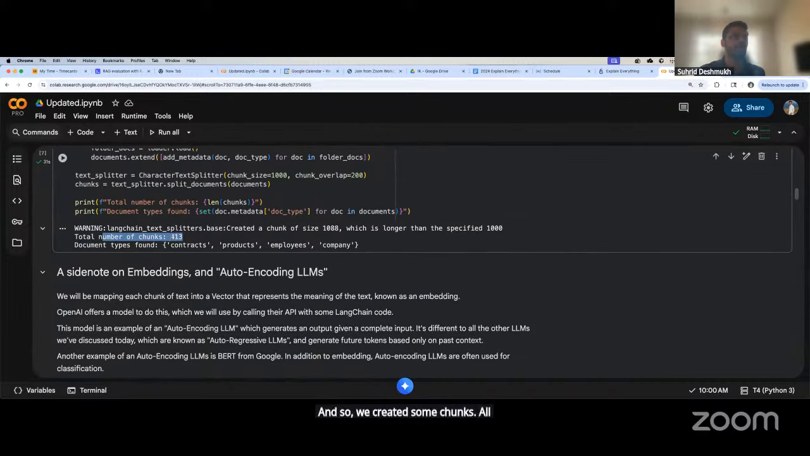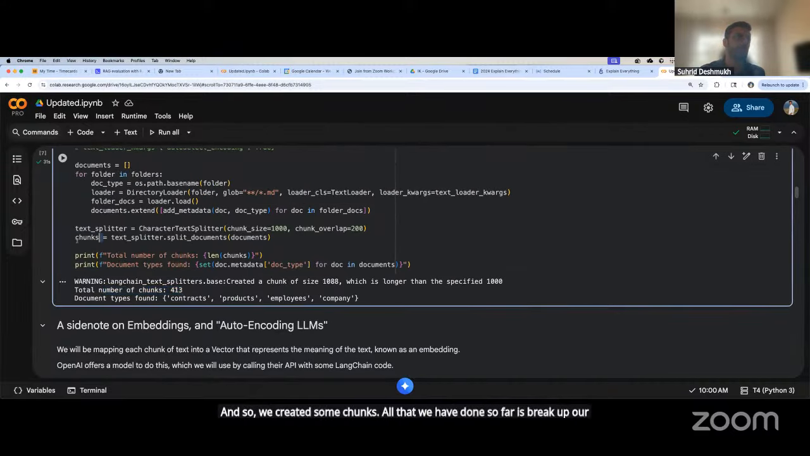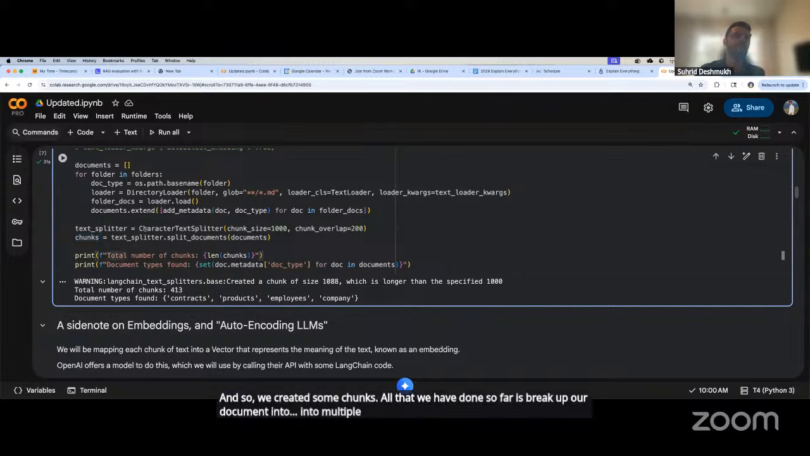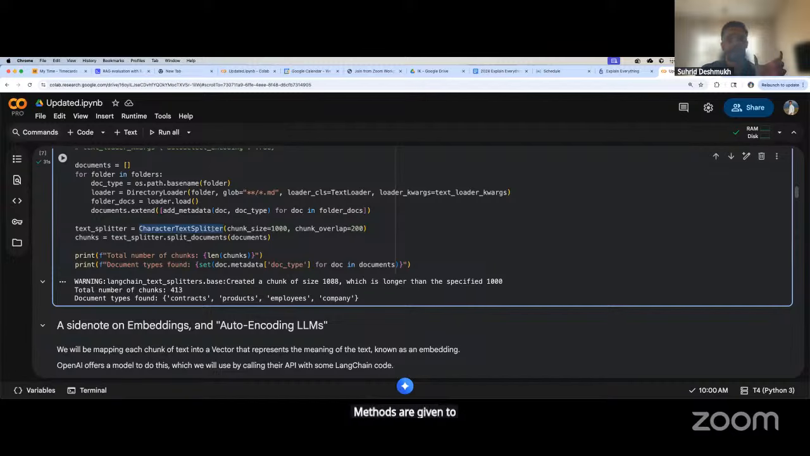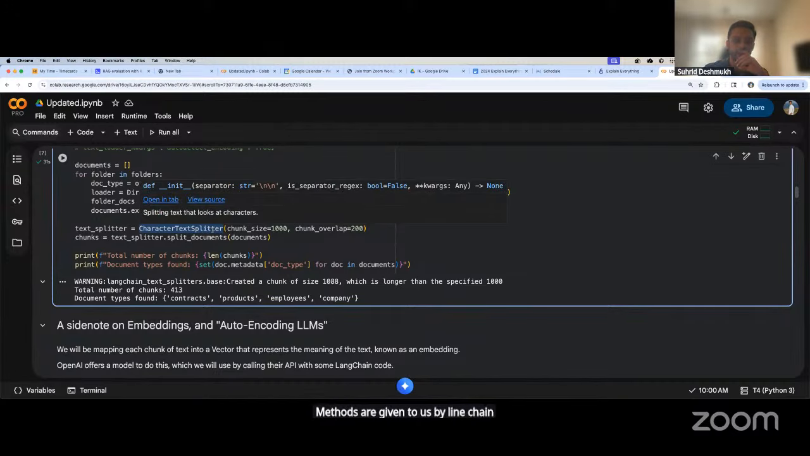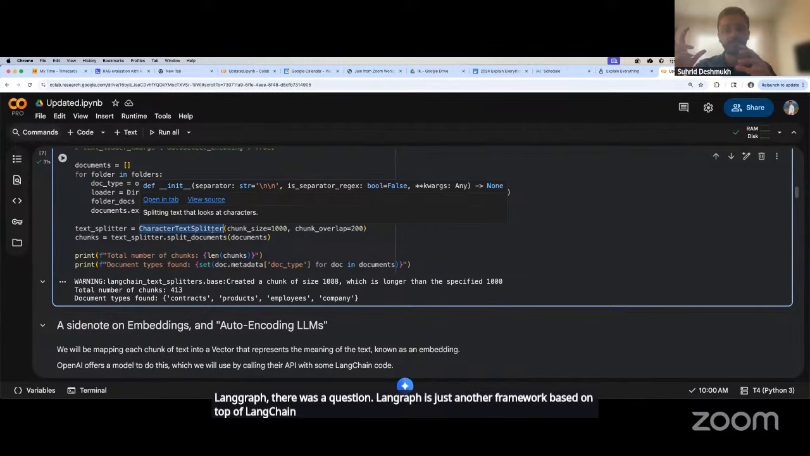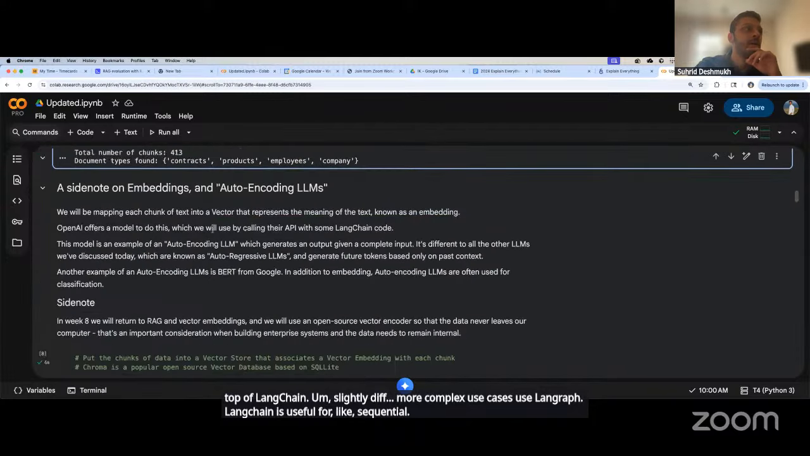All that we have done so far is break up our document into multiple different pieces, and all of these methods are given to us by LangChain or LangGraph type of frameworks. LangGraph, there was a question. LangGraph is just another framework based on top of LangChain. Slightly more complex use cases use LangGraph. LangChain is useful for sequential processes.